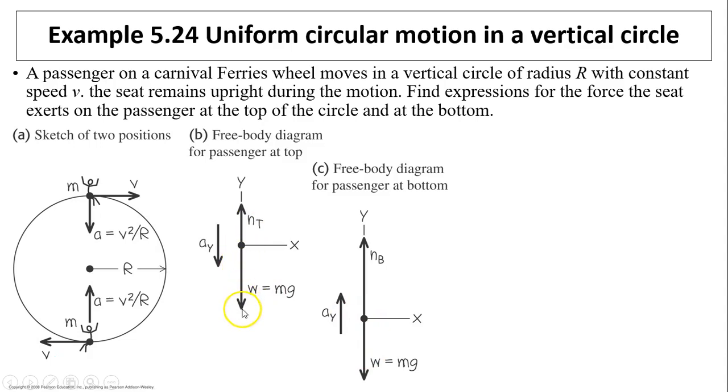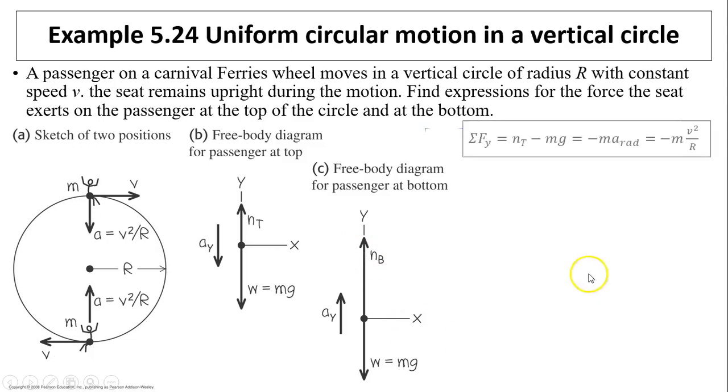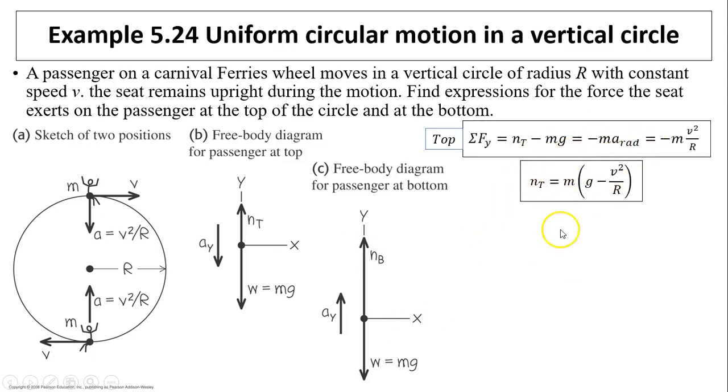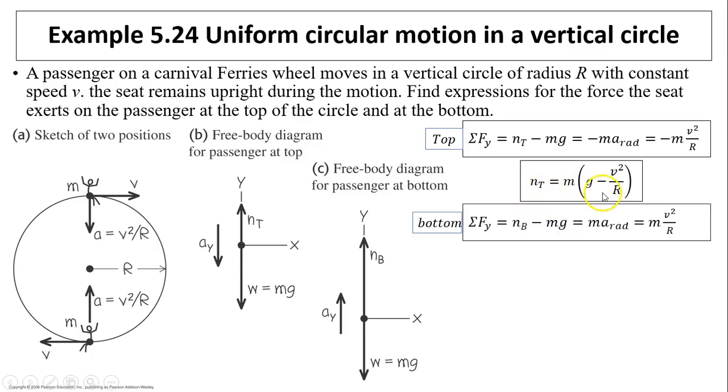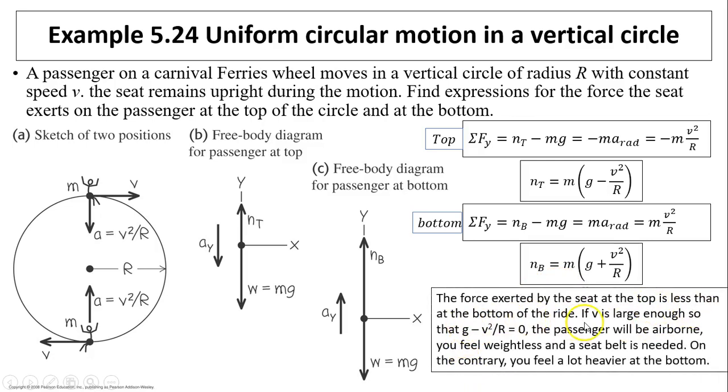Since at the top, the net force is downward, the normal force has to be less. On the other hand, at the bottom, the normal force has to be more than gravity to provide centripetal force pointing toward the center. So after you solve it, you'll have N at the top and N at the bottom. As you can see, at the top, the force is less than at the bottom. If v is large enough, so that g minus v squared over r equals 0, the passenger will feel weightless. You will have no normal force, and you will need a seat belt to buckle you in. On the contrary, at the bottom, you don't ever have that problem because your normal force is always greater than gravity, so you feel a lot heavier.